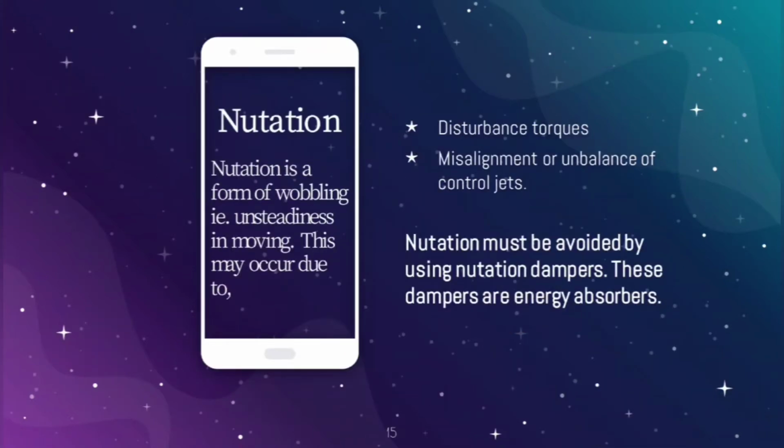Nutation. It is a form of wobbling, that is unsteadiness in moving. This may occur due to disturbance torques and misalignment or unbalance of control jets. So nutation must be avoided by using nutation dampers.